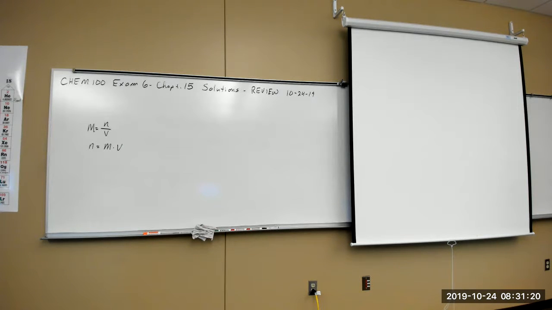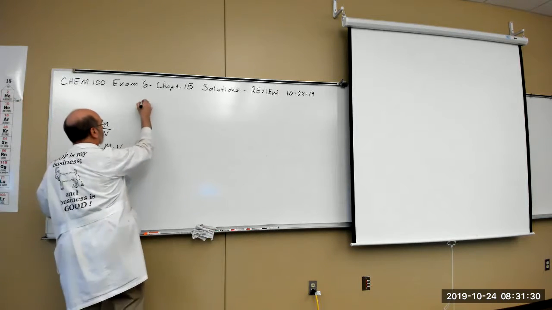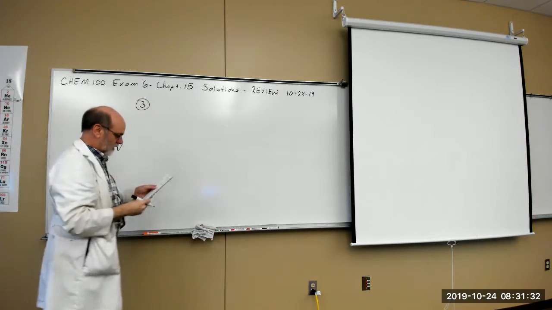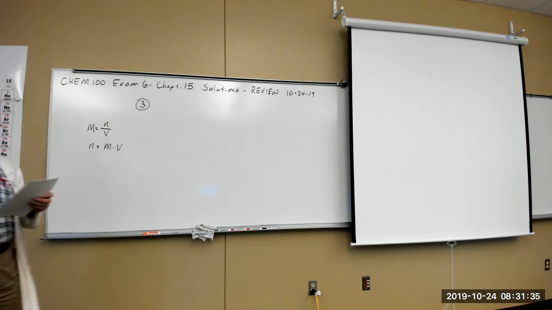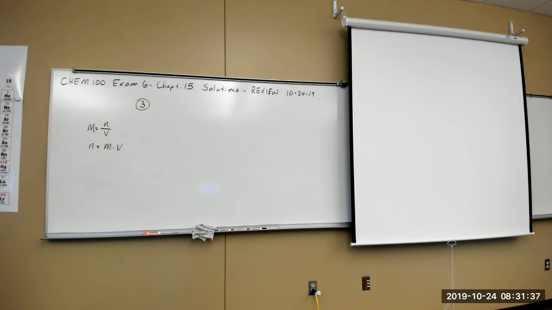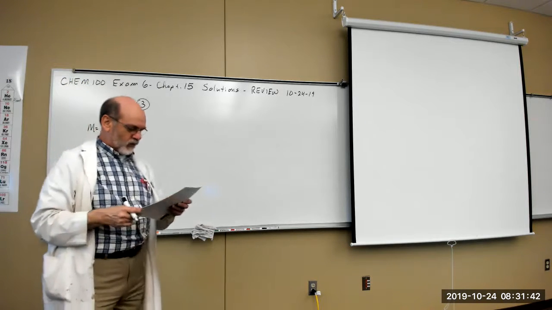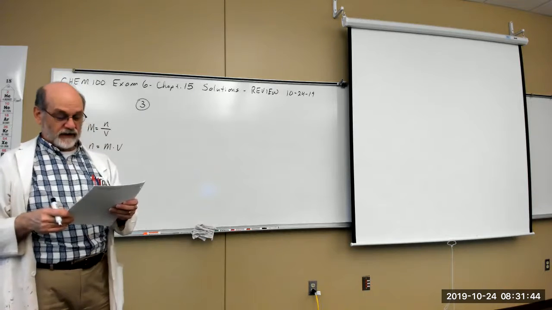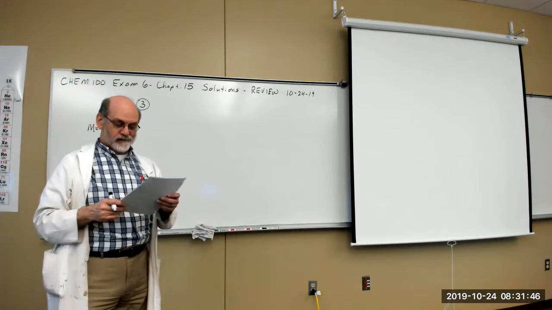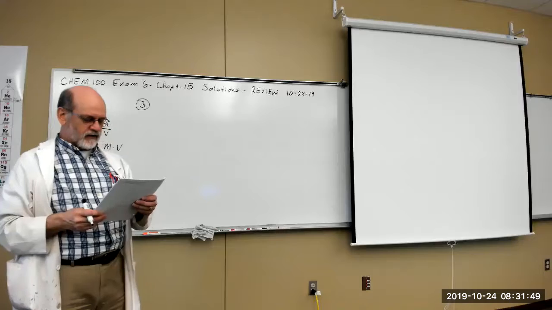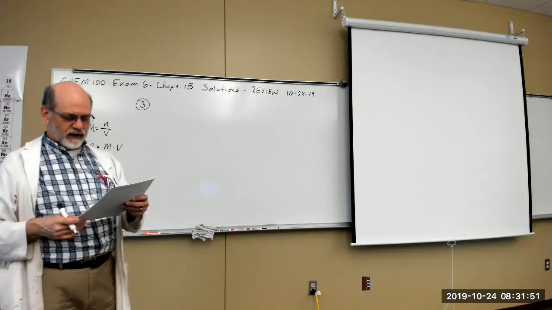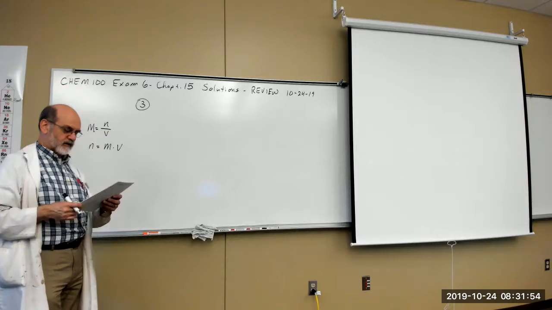How about number 3? We'll do that one. So you have 3 liters of 3.67 molar sodium chloride solution, call that A. And you have 2 liters of 2 molar solution of silver nitrate. I can see where this one's going. You mix these solutions together and you make a solution C. Calculate the concentration of silver ions in solution C.